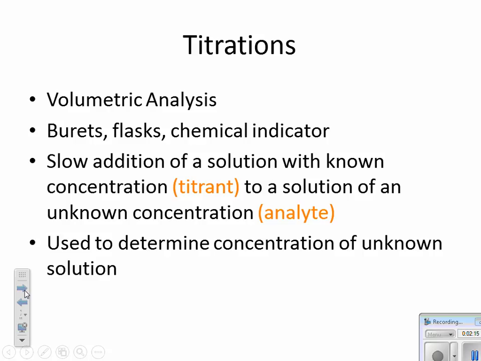And typically acids and bases are something that we titrate as well. We can also do that for other types of reactions. We can titrate hydrogen peroxide, for example, to determine how much hydrogen peroxide is in a solution of hydrogen peroxide.